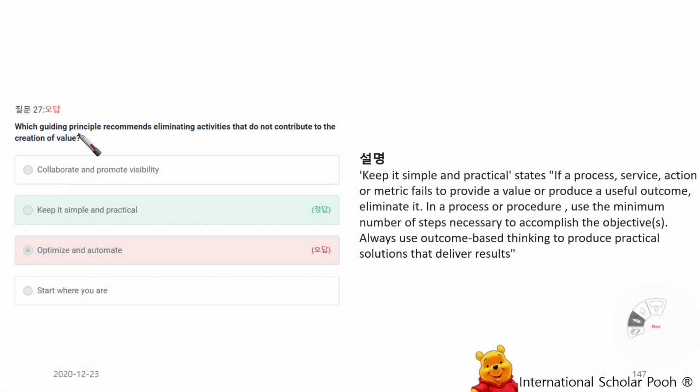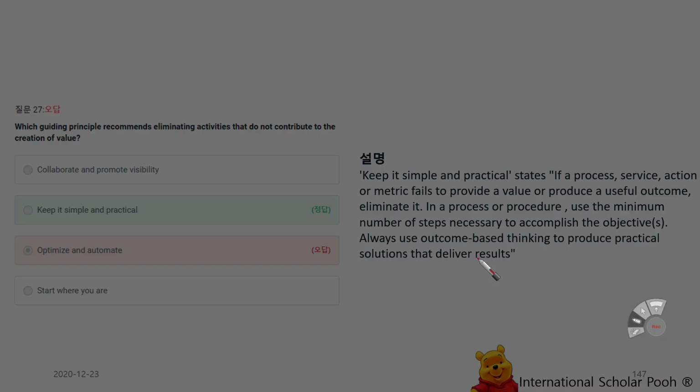Which guiding principle recommends eliminating activities that do not contribute to the creation of value? Keep it simple and practical. If a process, service, action, or metric fails to provide value or produce a useful outcome, eliminate it. In a process or procedure, use a minimum number of steps necessary to accomplish the objectives. Always use outcome-based thinking to produce practical solutions that deliver results.